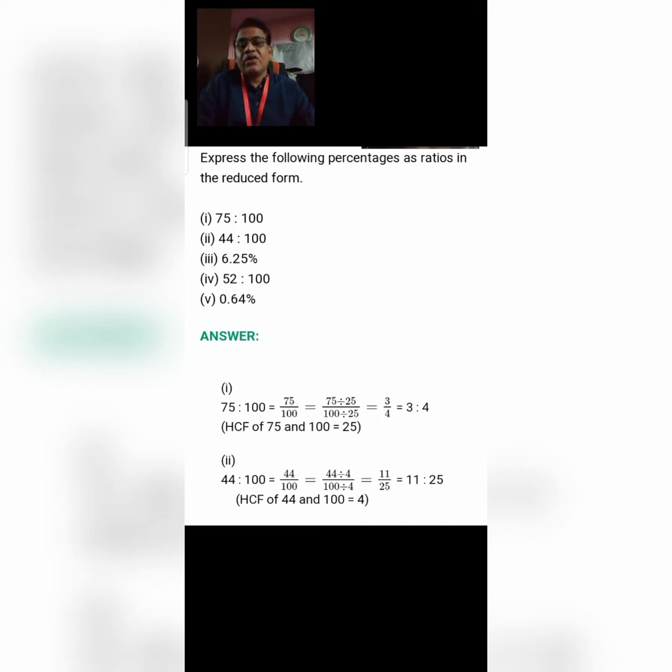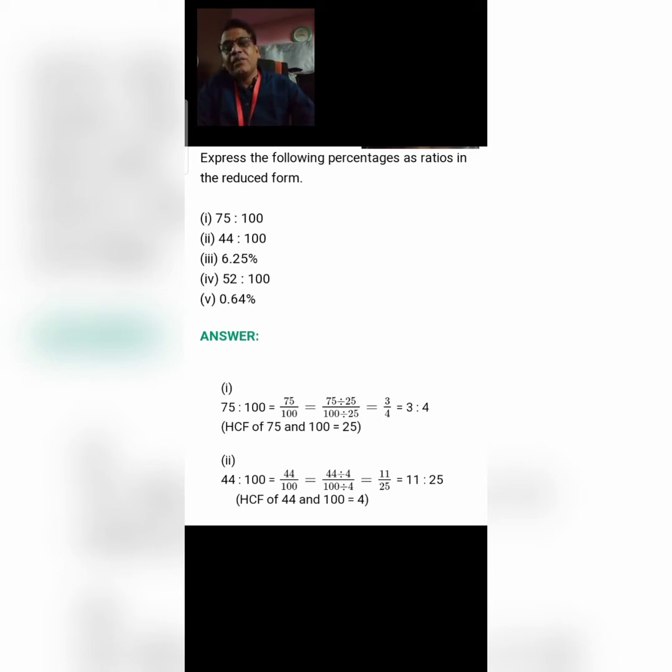Okay, now the second question is 44 is to 100. First you have to divide 44 by 4 and 100 by 4, because both numbers are divisible by 4. So you can divide the numerator by 4 and the denominator by 4. Then you get 11 by 25. This is the reduced form of the given percentage ratio, that is 11 is to 25.